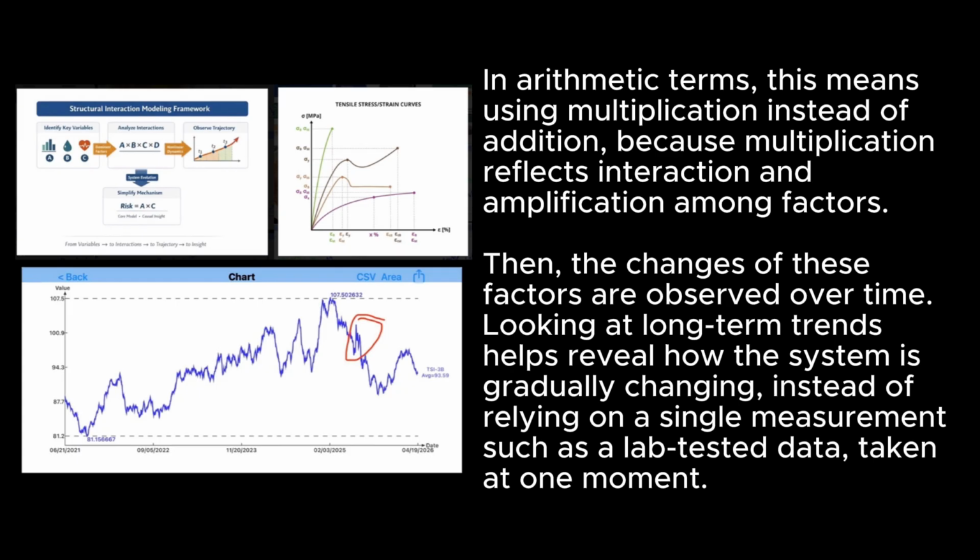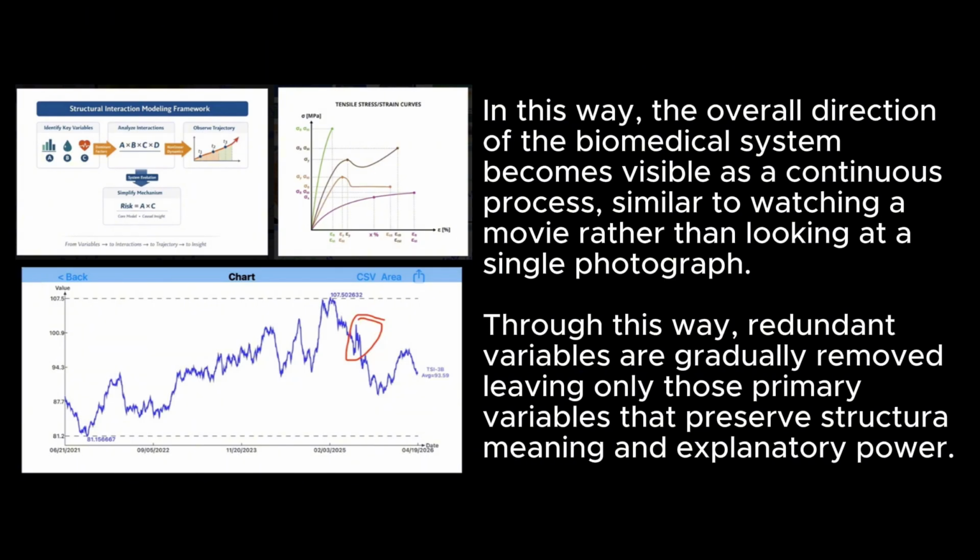Then, the changes of these factors are observed over time. Looking at long-term trends helps reveal how the system is gradually changing, instead of relying on a single measurement, such as lab-tested data taken at one moment. In this way, the overall direction of the biomedical system becomes visible as a continuous process, similar to watching a movie rather than looking at a single photograph.